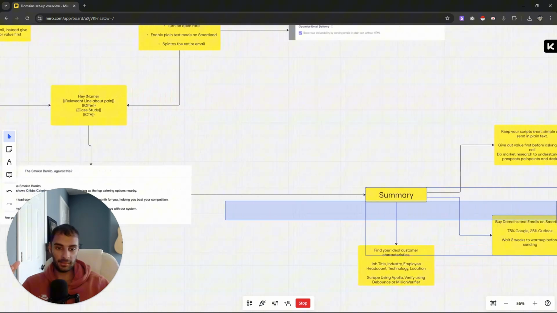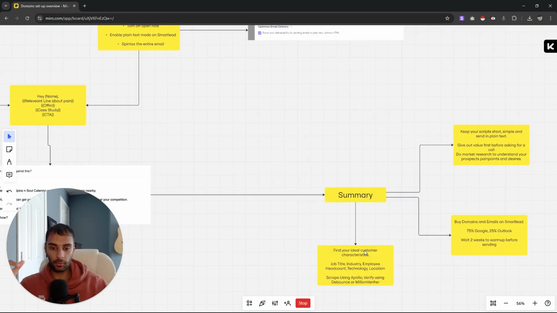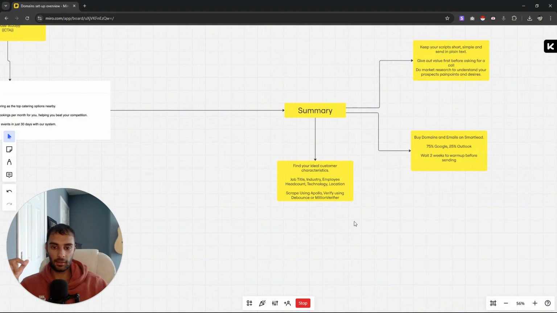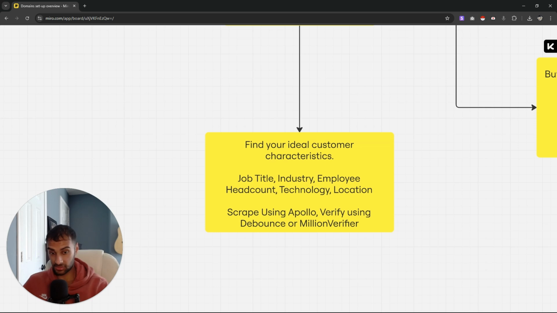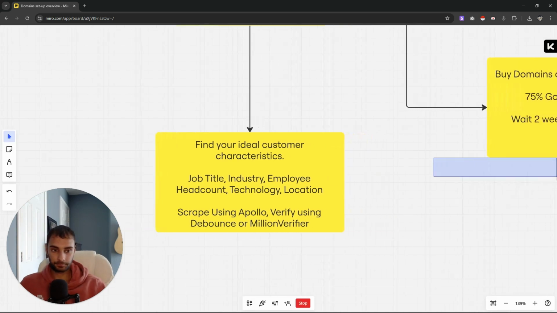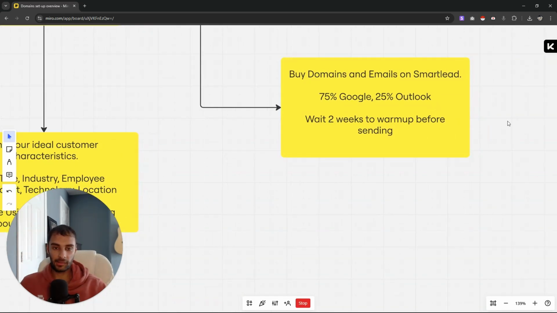So, to summarize, ladies and gentlemen, the cold email outbound playbook for 2025, here's how you can get your first customer doing this: first you're going to find your ideal customer characteristics, what job titles they are, what industry, employee headcount, technology, and location. You're going to scrape using Apollo, and you're going to verify using dBalance and Million Verifier. Then you're going to set up the infrastructure and buy domains and emails on Smart Lead. Again, 75% of it should be Google, 25% of it should be Outlook.